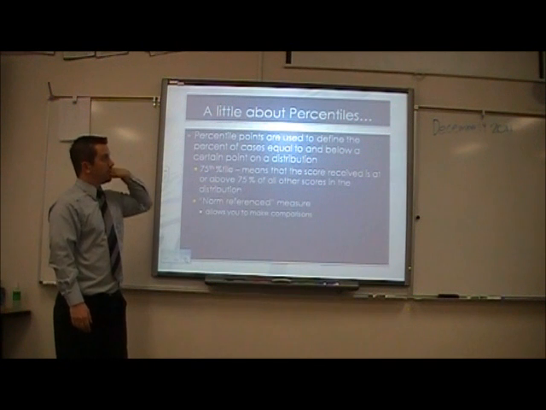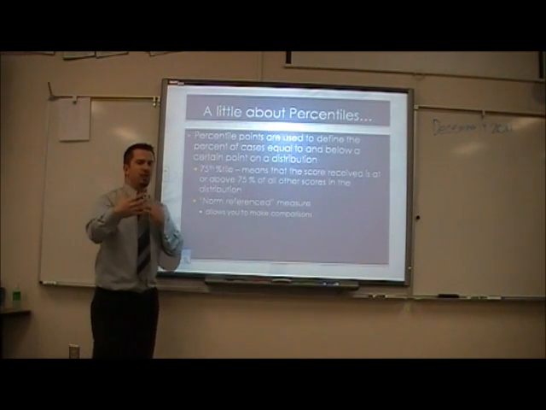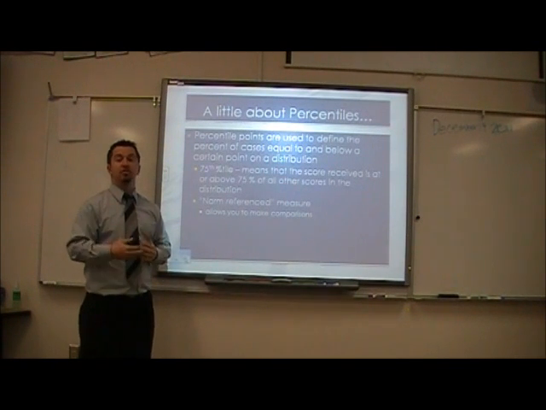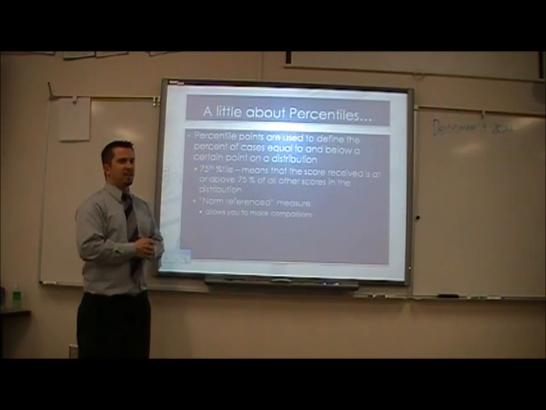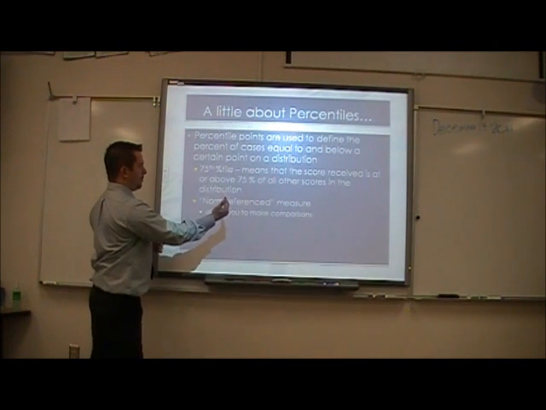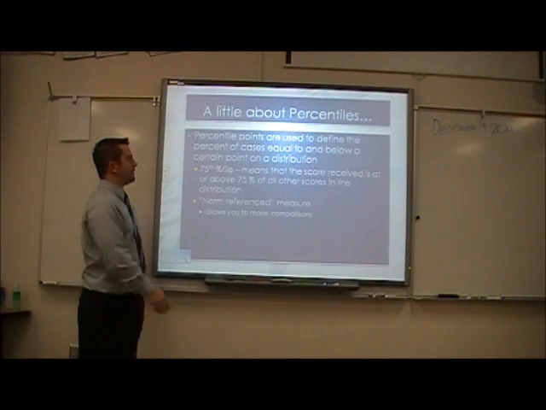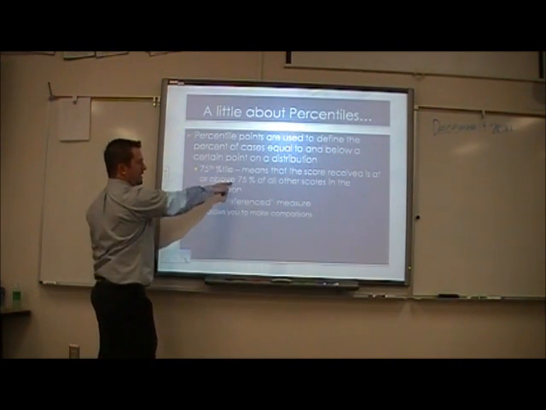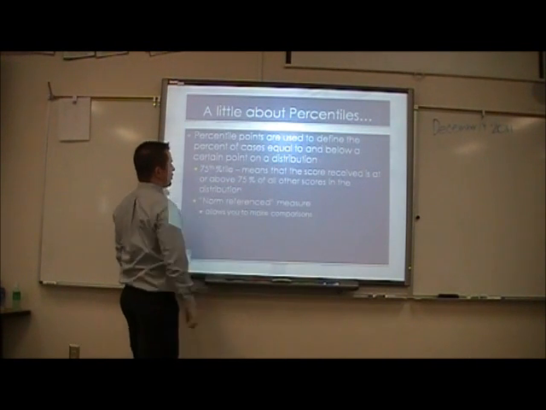Okay, a little bit about percentiles. We're using all this to get to percentiles. A lot of you sat in IEP meetings, you hear about the percentile rank. All that's saying is that's where 75% of the scores are above or below that line. So if you look at this one, the 75th percentile means that the score received is at or above 75% of all other scores.